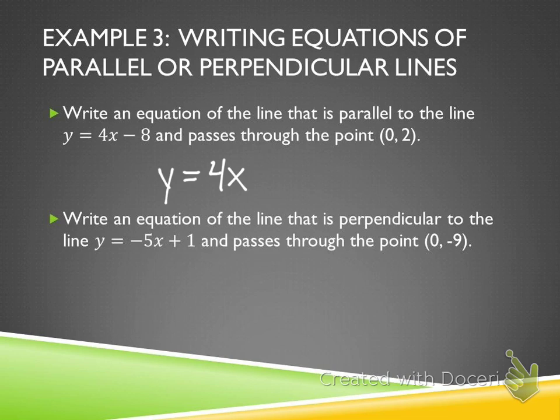So it says that it passes through the point (0, 2). Can I use that ordered pair to find my new y-intercept? Yes. What's my y-intercept?